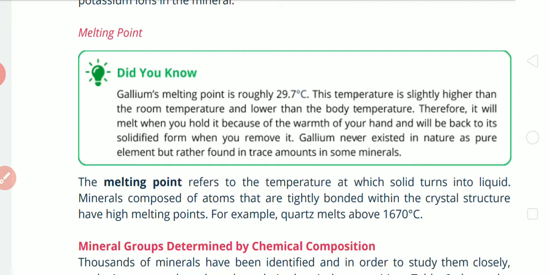So did you know that gallium's melting point is roughly 29.7 degrees Celsius? This temperature is slightly higher than the room temperature and lower than the body temperature. Therefore, it will melt when you hold it because of the warmth of your hand and will be back to its solidified form when you remove it. Gallium never existed in nature as a pure element, but rather it is found in trace amounts in some minerals.